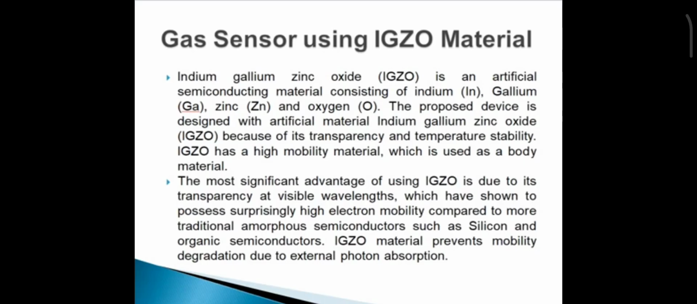The most significant advantage of using IGZO is its transparency at visible wavelengths, and it has been shown to possess surprisingly high electron mobility compared to more traditional amorphous semiconductors such as silicon and organic semiconductors. IGZO material prevents mobility degradation due to external photon absorption.